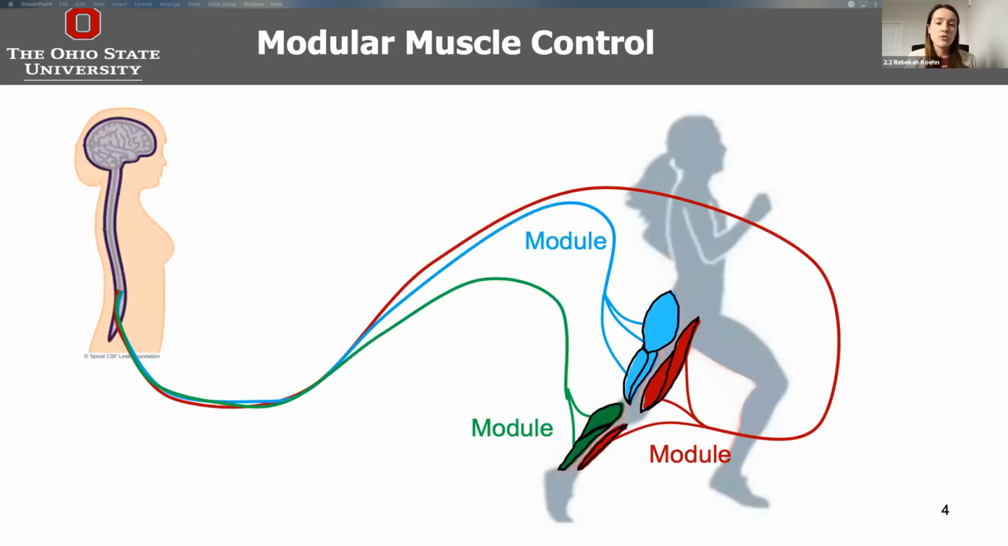One way to study control strategy is with the theory of modular muscle control. Rather than being activated individually, this theory describes how groups of muscles are activated synergistically by common neural commands, which give insight into the underlying control strategy.